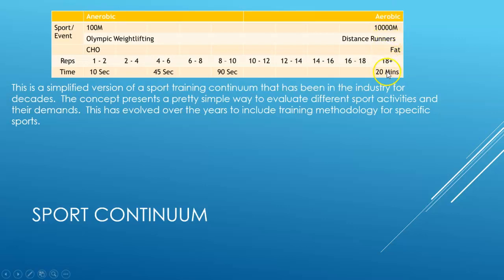You're talking 20 minutes. And usually when you look at this, granted, these guys are flying anyways, but usually we would associate fat as a predominant energy source over here, and then glycogen or carbohydrate being a predominant energy source over here. So from a training standpoint, you normally would have your rep range for the folks down in this end be in a lower rep range, and folks over here would be in a higher rep range to match the sport energy demands.